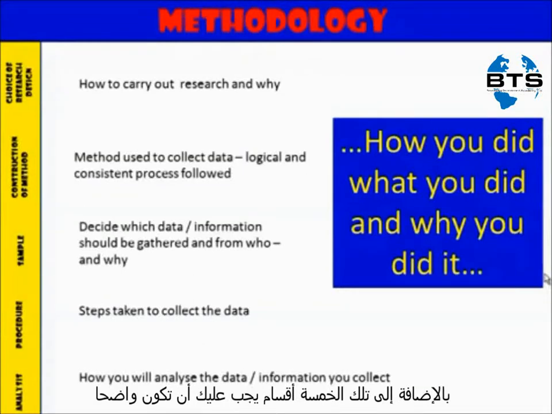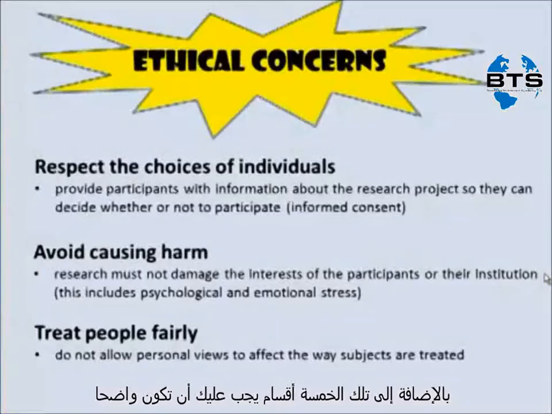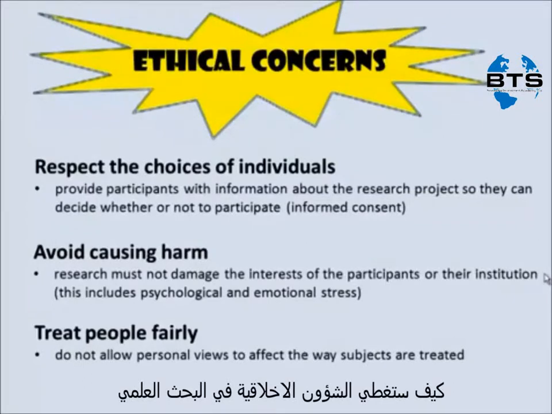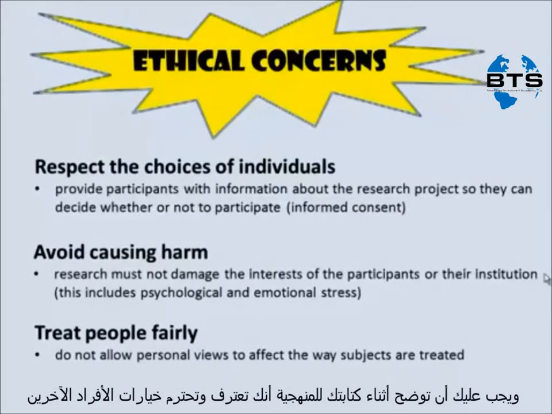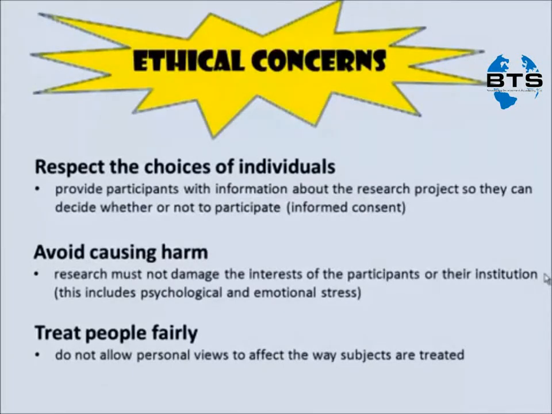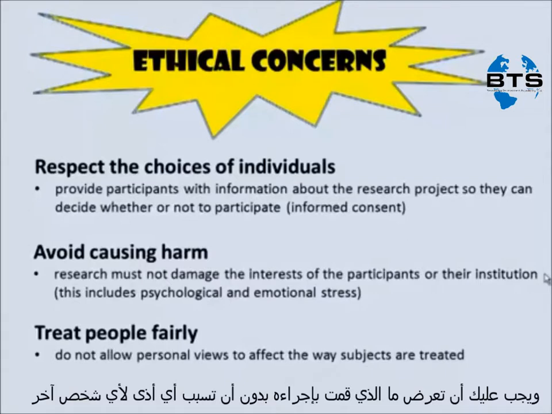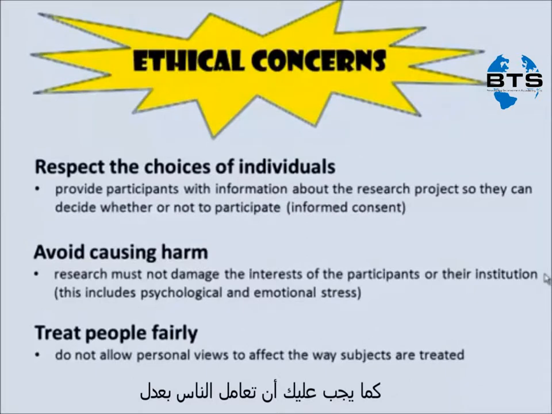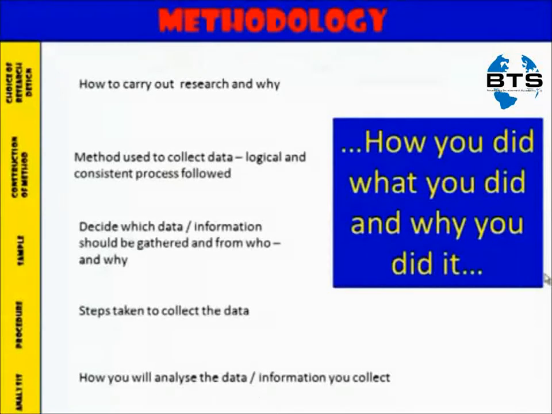In addition to these 5 sections, you should also make it clear how you've covered the ethical concerns of research. You need to show, as you write your methodology, that you have respected the choices of individuals. You need to show that what you've done hasn't caused any harm to anyone and that you've treated people fairly. So ethics are very important in your research process. And that will be covered within each of the relevant sections.